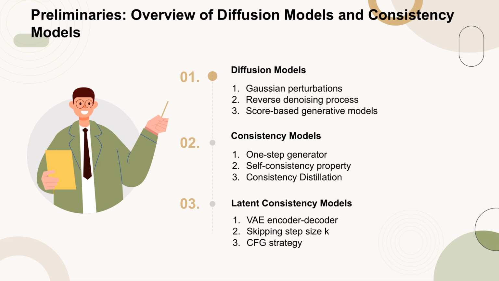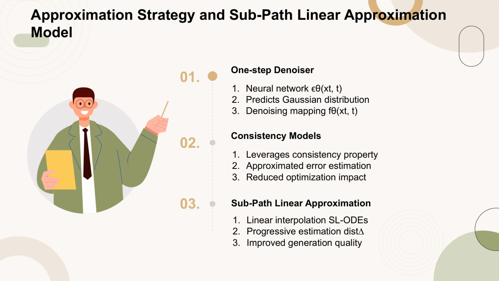Additionally, emerging models like consistency models and InstaFlow propose new approaches to further streamline the generation process, including one-step generation capabilities. Diffusion models transform data into a noisy state through Gaussian perturbations and reverse this process to reconstruct the original data. They are also known as score-based generative models. Consistency models, on the other hand, project solution trajectories back to the starting point, ensuring self-consistency. Latent consistency models integrate these concepts with VAE encoder-decoder pairs and employ a skipping step size for accelerated training. The one-step denoiser employs a neural network theta, xt, t, to predict a standard Gaussian distribution, implementing the denoising mapping f theta, xt, t. Consistency models address issues by leveraging the consistency property, yielding an approximated error estimation. The Subpath Linear Approximation Model, SPLAM, introduces subpath linear, SL, ODEs for linear interpolation, providing a progressive estimation for distance increment and improving generation quality.